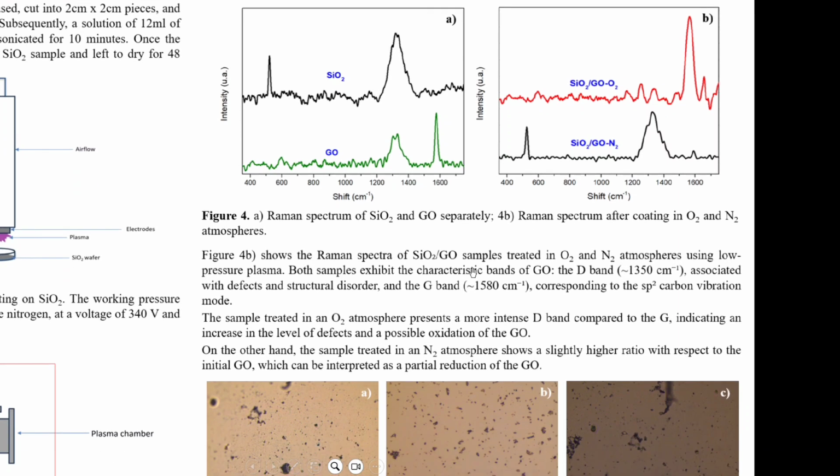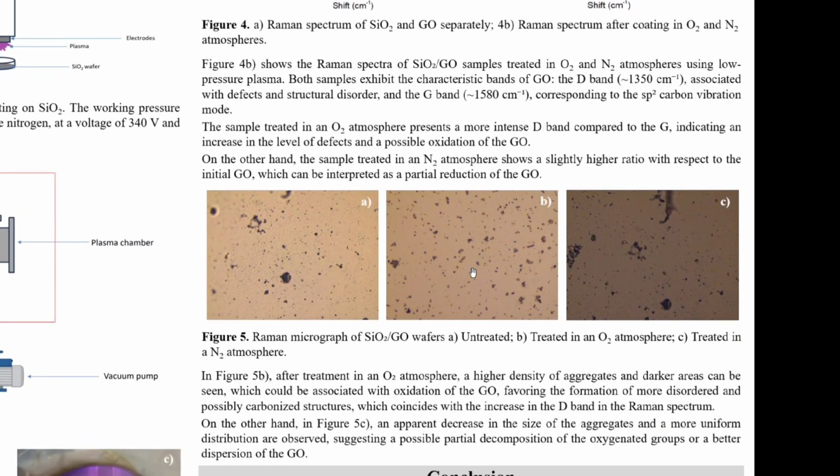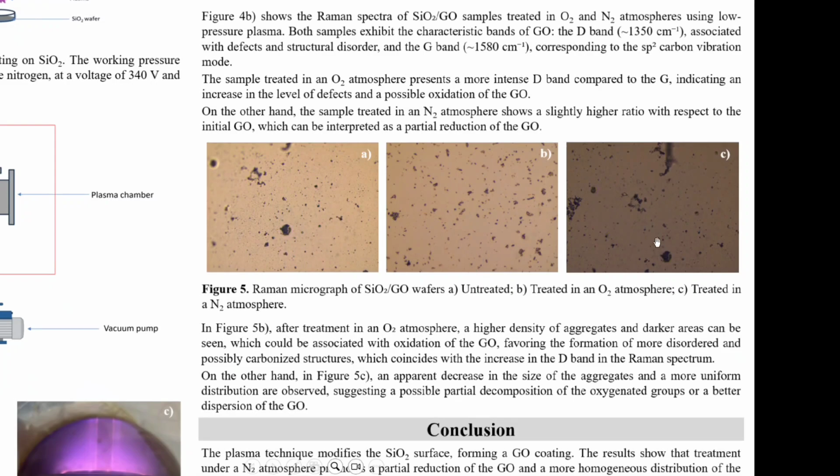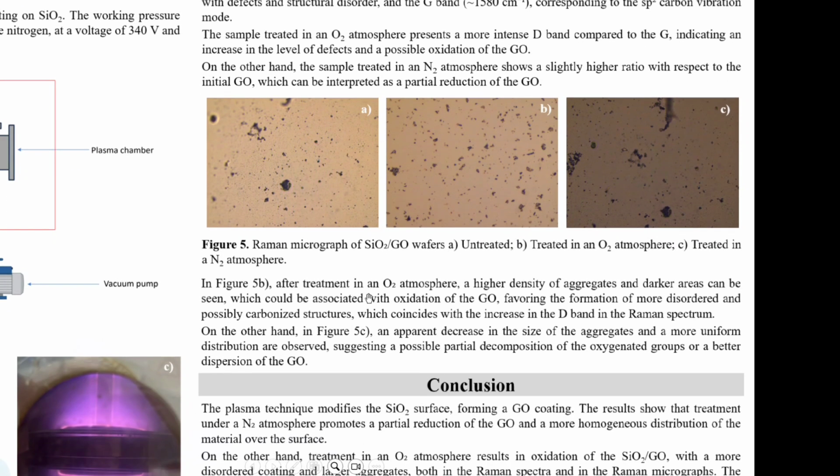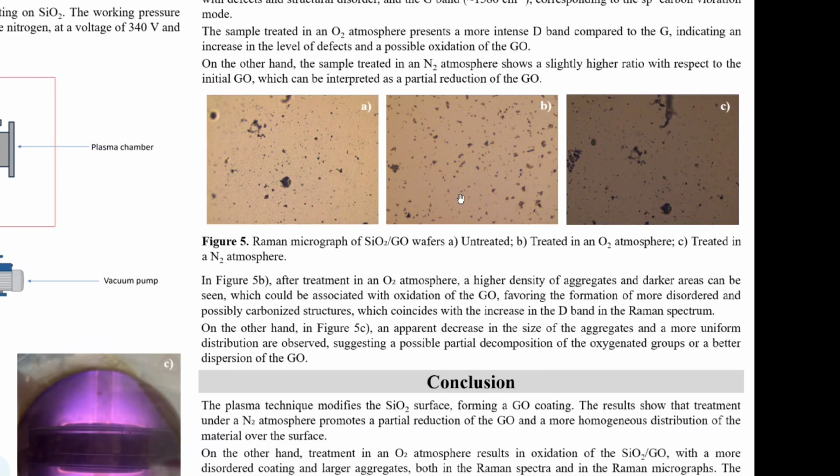Then we also use the Raman to take some micrographs. The Raman micrographs confirm these trends. In oxygen, the surface shows larger aggregates, indicating a more disordered structure. In nitrogen, on the other hand, the aggregates are smaller and the distribution is more homogeneous, suggesting better dispersion of the material, and also we have darker aggregates.